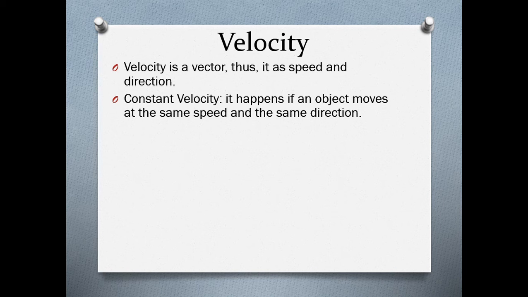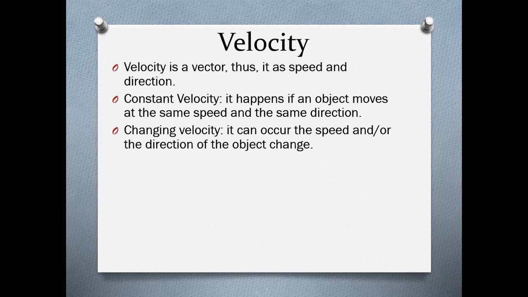We also have constant velocity. It happens if an object moves at the same speed and in the same direction. So remember, since velocity has direction, we need to have a constant speed in a constant direction. If either of the two changes, then that will not be constant velocity.